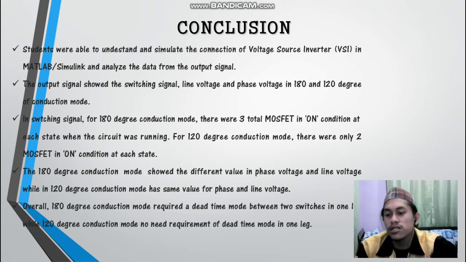Overall, the 180 degree conduction mode requires a dead time between 2 switches in one leg, while the 120 degree conduction mode has no requirement of dead time in one leg.